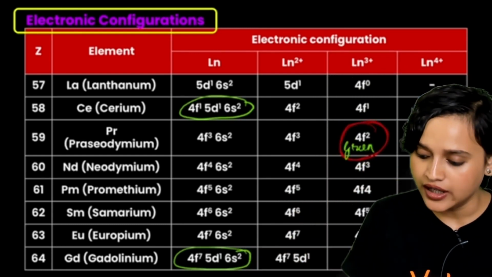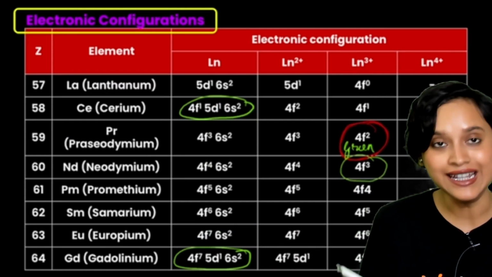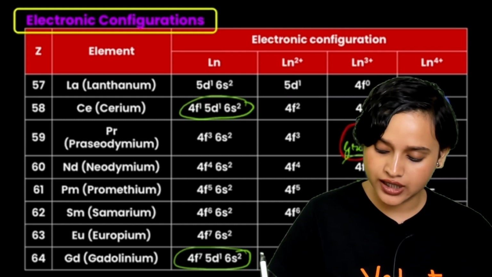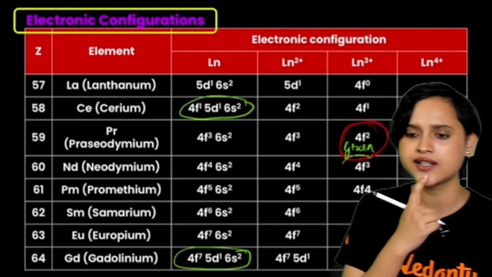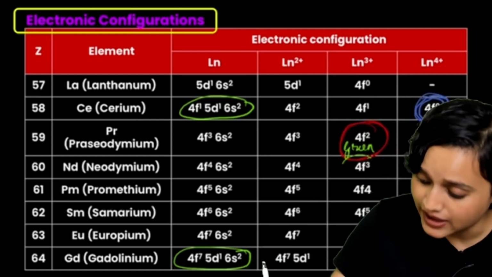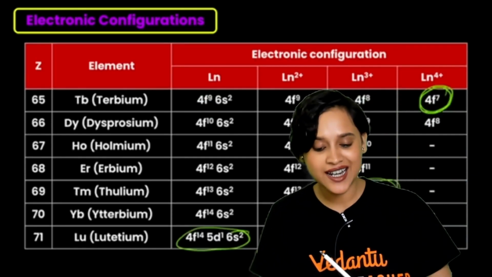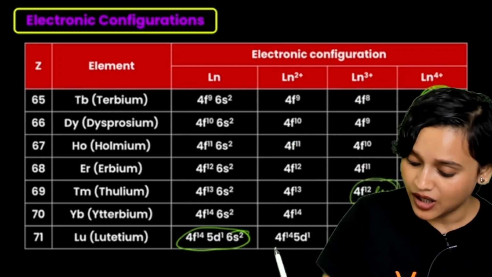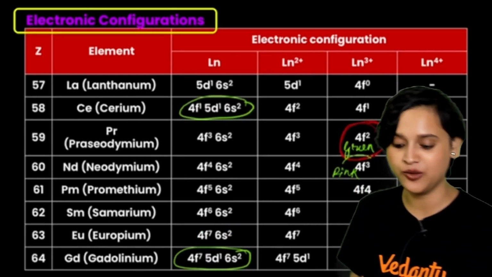Now see, neodymium has 4F3, right? Do you know what color this will show? This will show you, my dear students, pink. Yes, it shows you pink color. Now, just like neodymium, you will see erbium. Erbium will also show you pink color.